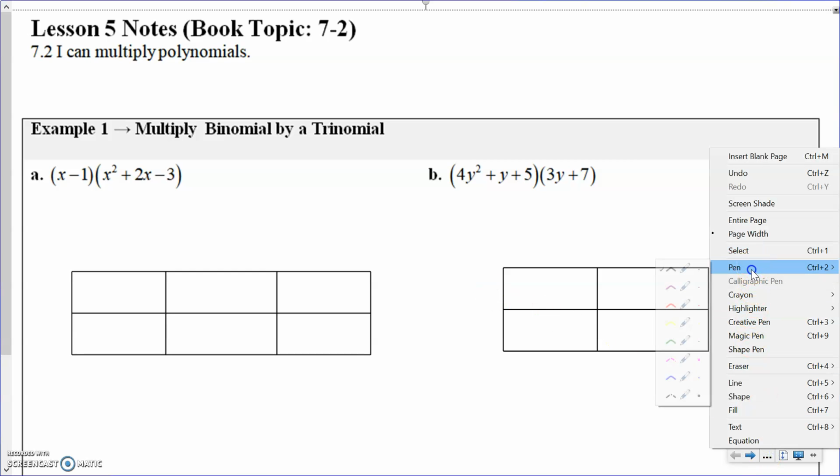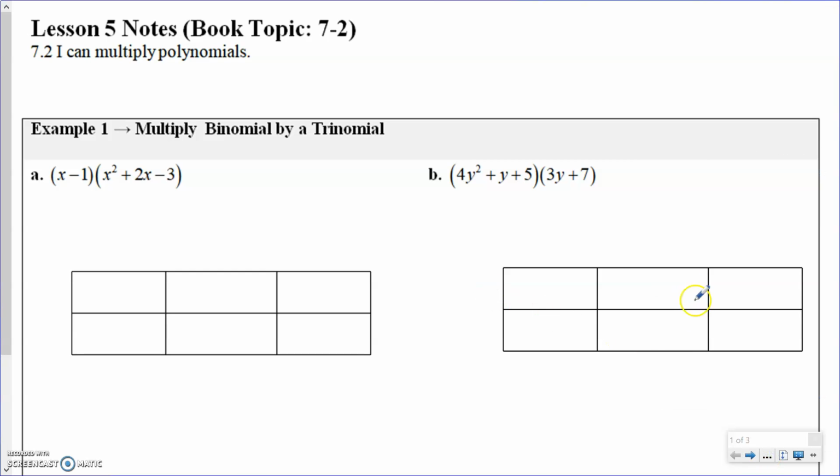Hello, today we're going to finish up the last lesson with operations on polynomials and talk about multiplying binomials by trinomials and trinomials by trinomials. And for these, I highly recommend using this box method rather than trying to do the other method. But if the box doesn't work for you, let me know and I will work with you one-on-one to show you the other method.